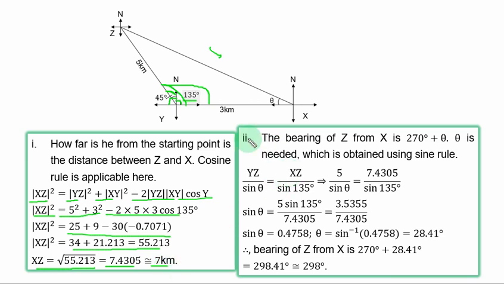Roman figure 2 of the same question. The bearing of Z from S. You need to go to S. You start movement from the north to this place. This is third quadrant in clockwise direction, 270 degrees plus this angle here, theta. So the required bearing is 270 degrees plus theta. Theta is needed, which is obtained using sine rule.